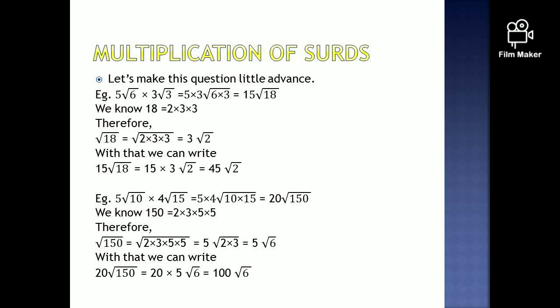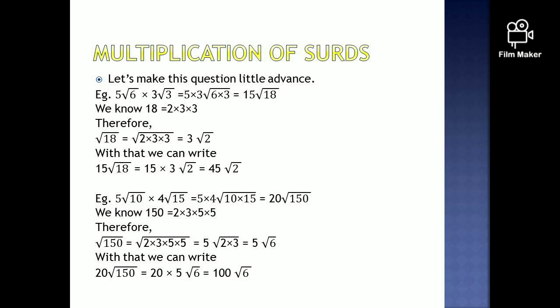Let's try to verify from the second example. We need to multiply 5 root 10 with 4 root 15. Then, the basic principle: we can multiply 5 with 4, and then 10 into 15 within the square root term. So you can write 5 into 4 is 20, and within the square root, 150. Now see whether 150 is a figure where you can simplify further.